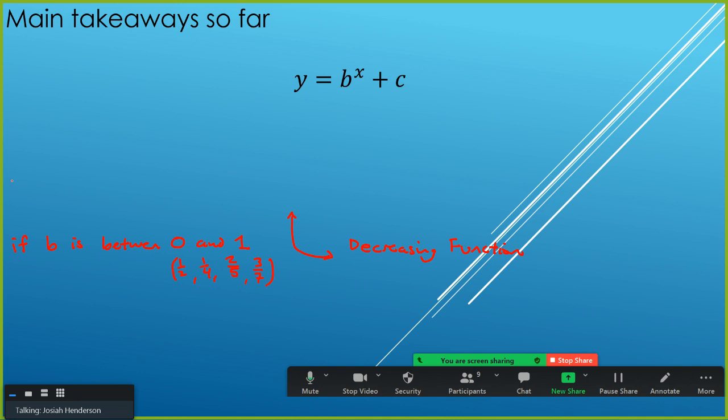The first examples we've been working with, B was always like a whole number bigger than 1. So if B is greater than 1, like for example 2 or 3 or 5 or 100 or anything bigger than 1, then it's a reverse image of the decreasing. It's a growth function. It starts off low, flat looking, and then curves up.